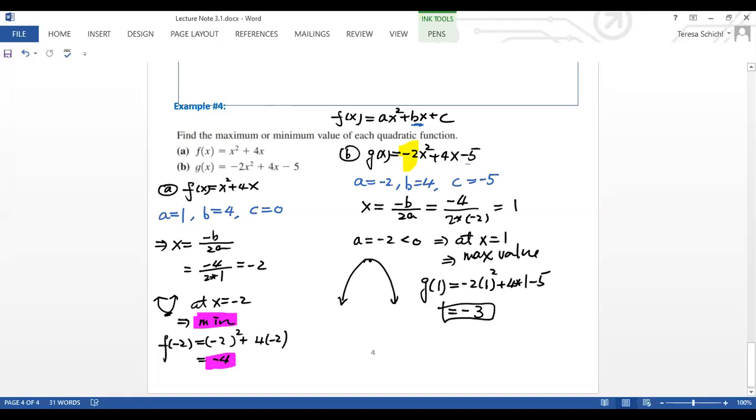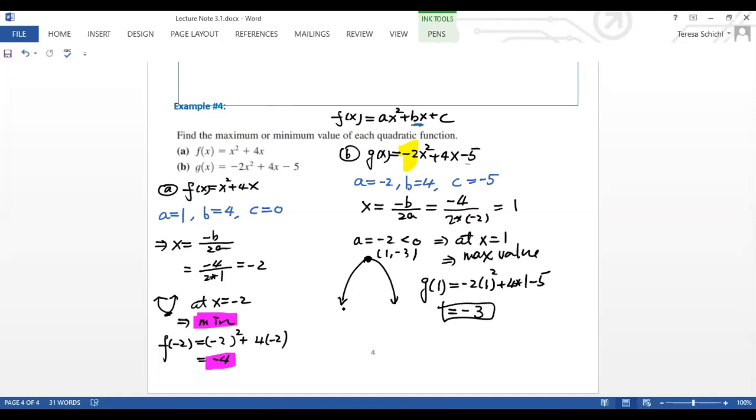This will be my maxima value. So this is 1 and negative 3. Everything else is smaller than negative 3. All right, so this is the basic introduction about the quadratic.